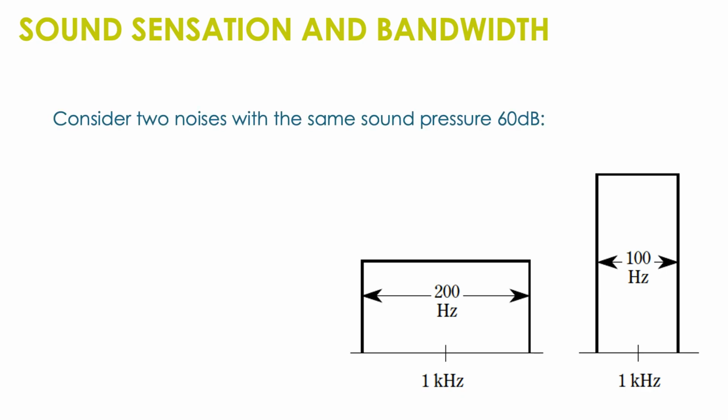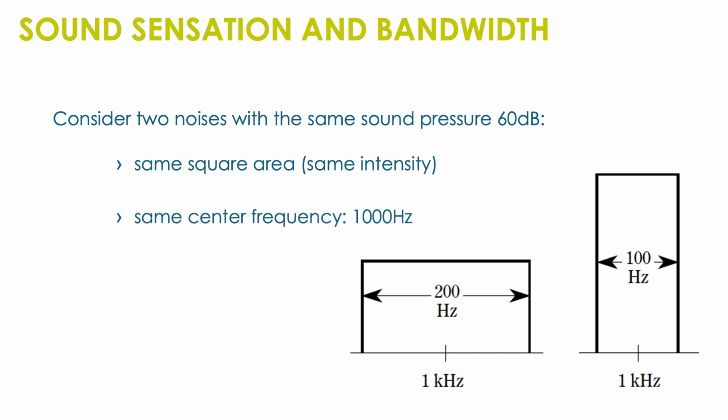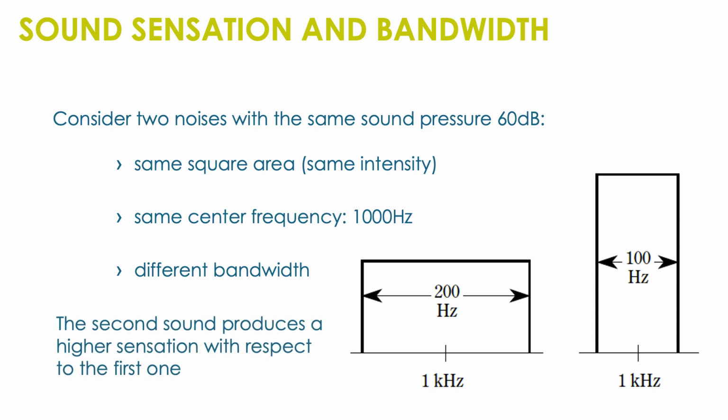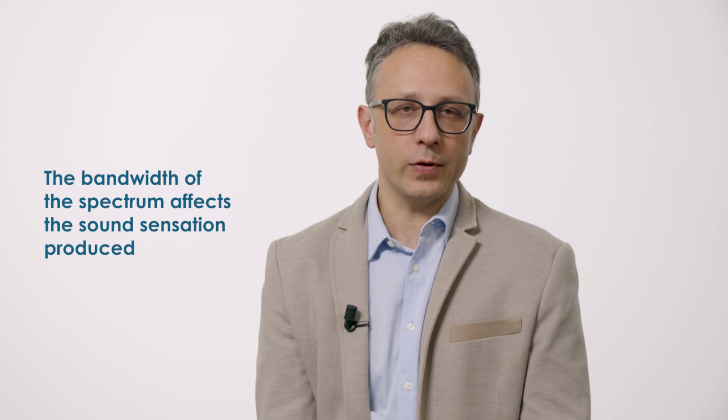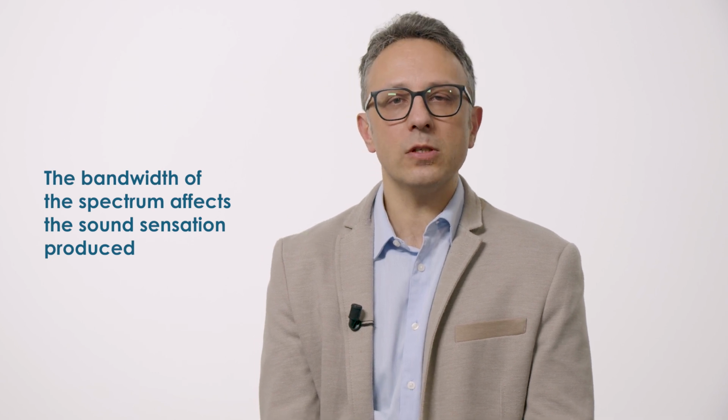Now a question. Do a jet engine and a piano note at the same sound pressure produce the same sensation? Well, the jet sounds louder because our perception is influenced by the sound's bandwidth. For instance, two sounds with the same pressure and center frequency can evoke different sensations if their bandwidths differ. Wider bandwidths tend to produce a stronger sensation. For the same sound pressure, the bandwidth of the spectrum affects the sound sensation produced.